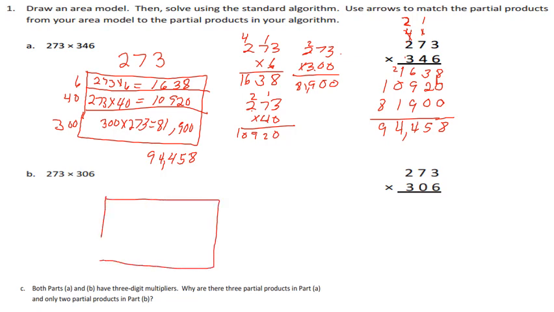Now on the second one, let's go ahead and do a quick area model. And we'll put 273 on top. Now this time, though, we have 306 on the bottom. We have a 0 in the tens place, and in the area model, we do not represent 0. So we're going to put 300 and 6. So our first one is nothing more than 273 times 6. And the second one is 273 times 300.